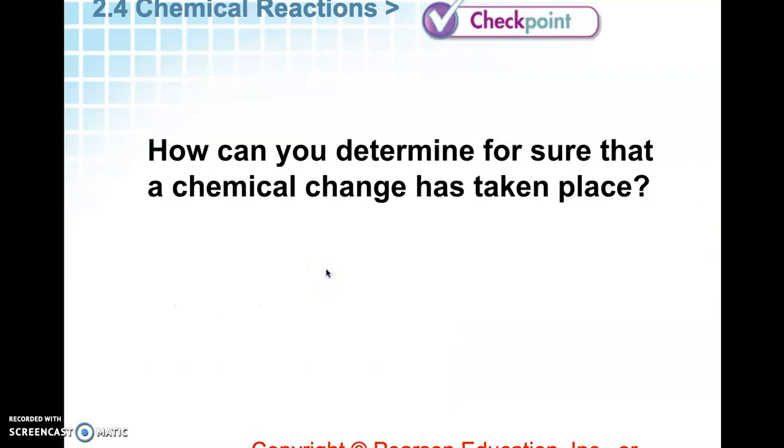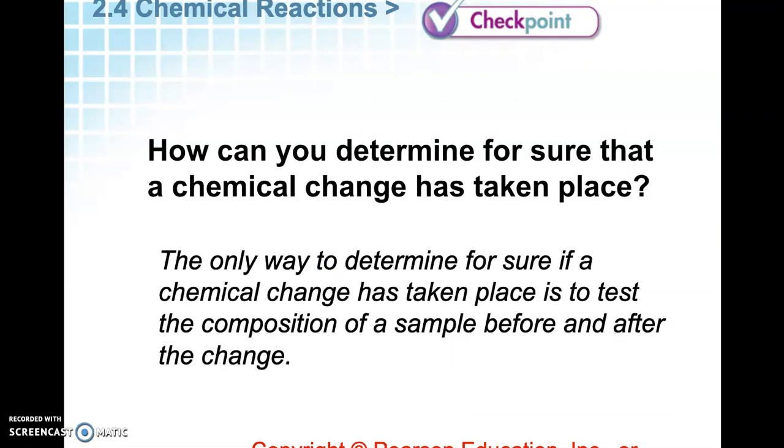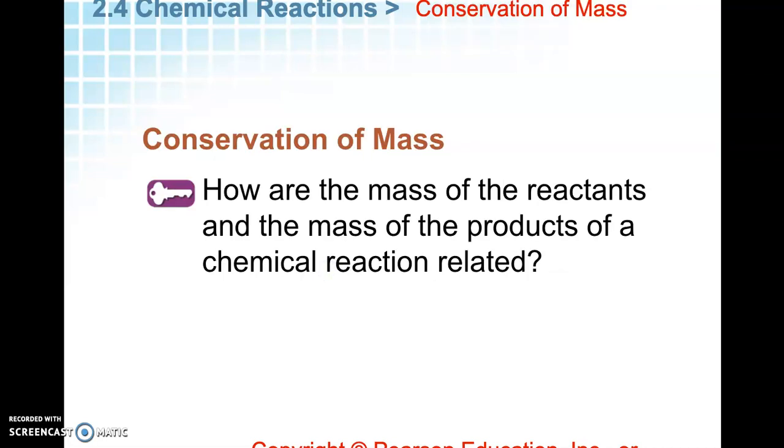How can you determine for sure that a chemical change is taking place? Think about it. The only way to determine for sure if a chemical change has taken place is to test. You have to make sure that the sample is different afterwards than it was before. Now, conservation of mass. How are the mass of the reactants and the mass of the products of a chemical reaction related?